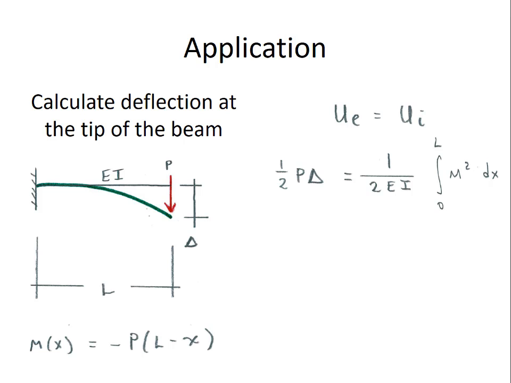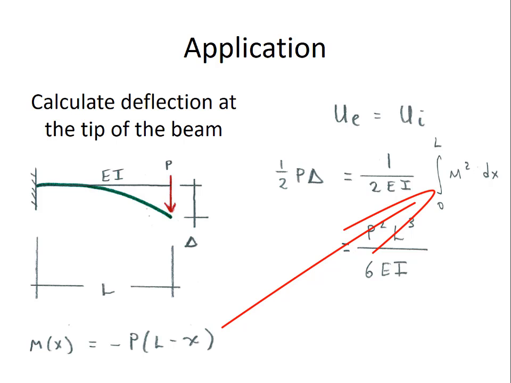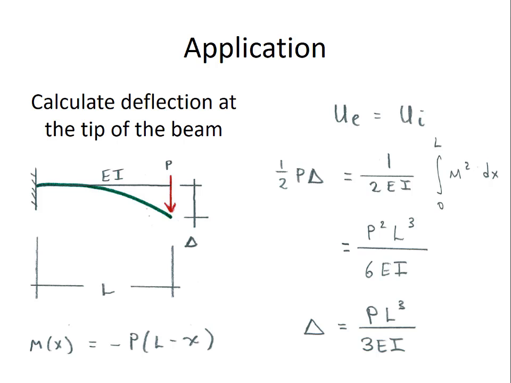The internal strain energy is given by the expression on the right-hand side, where I've already pulled out terms that don't change over the length of the member. So if this is a prismatic member, E doesn't change, I doesn't change. And we're just left with the integral of M squared. Plug in the expression for M, square it, integrate it, evaluate it at the endpoint, and we get the expression shown here. We can solve for delta is equal to PL cubed over 3EI.